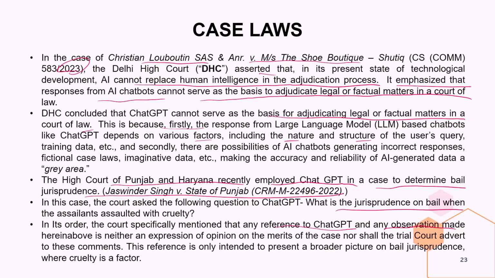This reference is only intended to present a broader picture on bail jurisprudence where cruelty is a factor. So it has used ChatGPT, which is a large language model, and it has categorically mentioned in the judgment that it must not be made a precedent that courts can use ChatGPT, but the observation was given that it is something which is giving a jurisprudence on ChatGPT when it is asked to give the jurisprudence on ChatGPT.